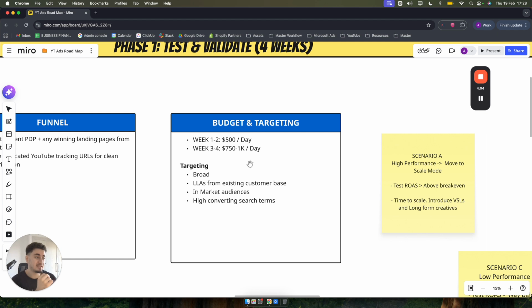And look, in terms of budget, it honestly depends, right? But for me, the sweet spot, if you want to give it a very good test, is $500 a day for the first 2 weeks. And then week 3 to 4, $750 to $1K a day. Now, this is again dependent on the results that you get.